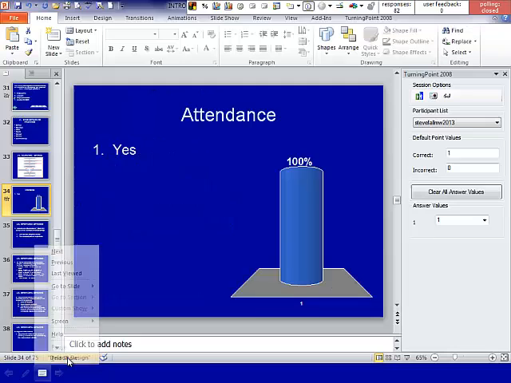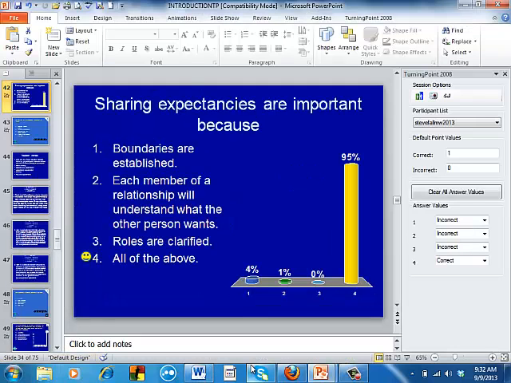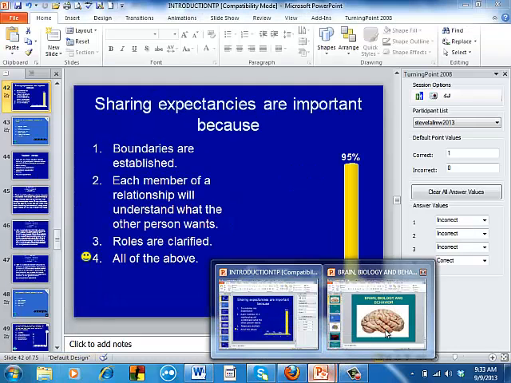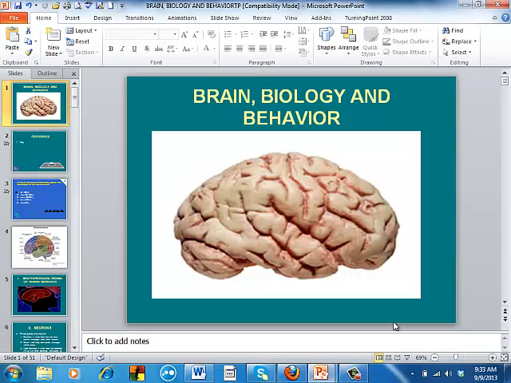See, isn't that exciting? We actually covered a whole chapter already. So let's go to the next chapter, chapter 2. Brain, biology, and behavior. Look at that. There's a brain. That's you. That's your essence. Looks like a huge hunk of cauliflower. Okay?